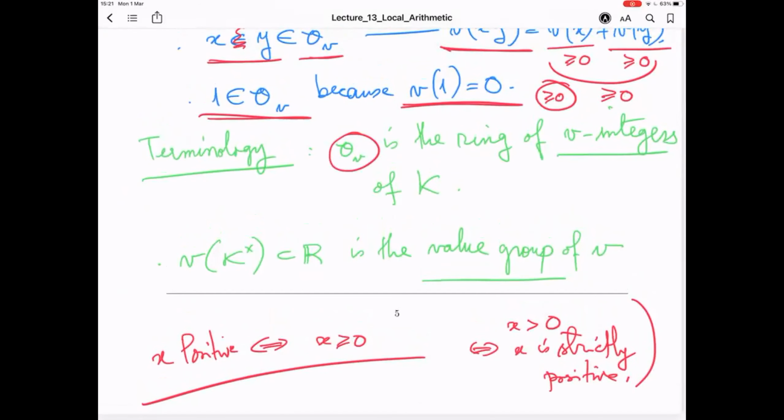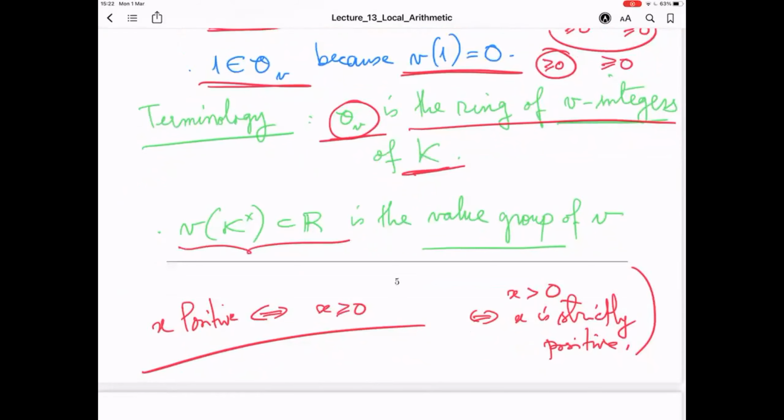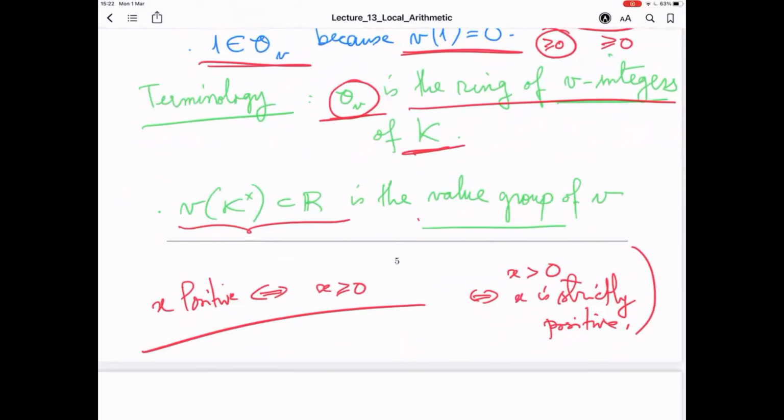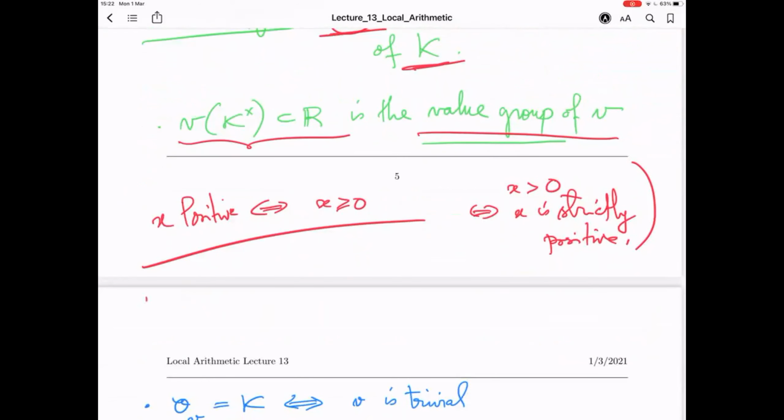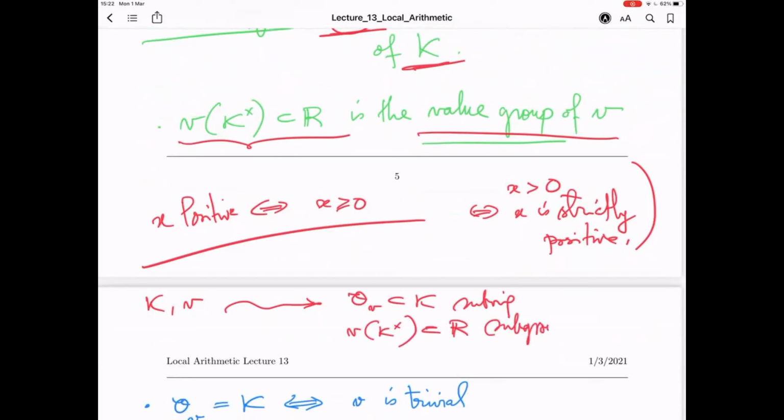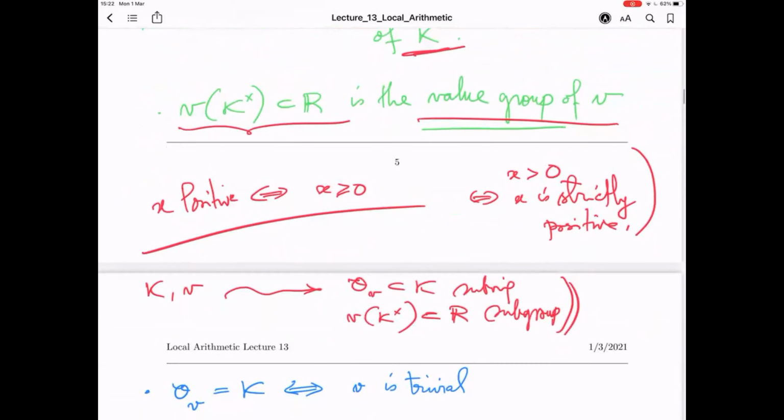So from a valuation V on a field K, I've got a subring O sub V. It's called the ring of V integers of K. And I've already mentioned that V of K star, which is a subgroup of R, is called the value group of the valuation V. Okay, so from V on K, we have got O sub V, which is a subring, and V of K star, which is a subgroup. So we got these two things.